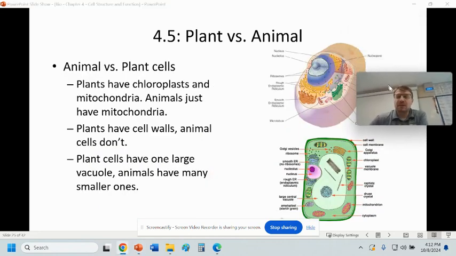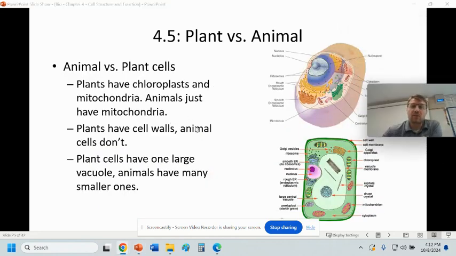Now, between plant and animal cells, there are a couple of big important things to remember. Plants have chloroplast and mitochondria, while animals just have mitochondria. There's a big misconception in biology that people think that plants have only chloroplast and animals only have mitochondria. The fact is that plants also have mitochondria. Plant cells have cell walls, while animal cells don't. Obviously, we should know that. And plant cells have one large central vacuole, while animal cells have many smaller ones.